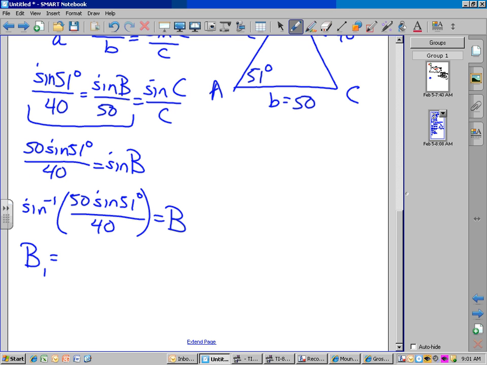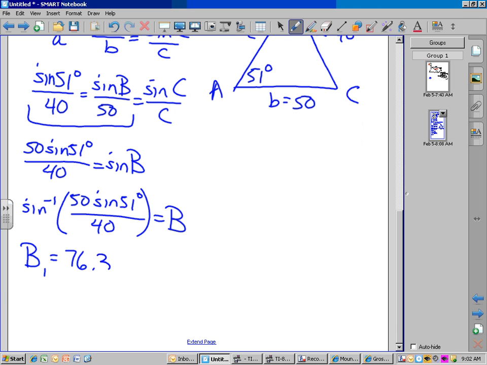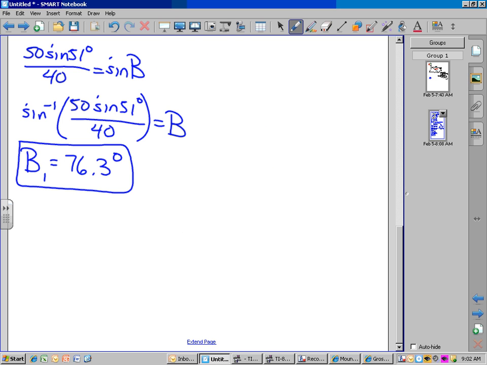Let's type that in. So, inverse sine of 50 sine 51 divided by 40. Looks like 76.3 degrees, right? That's B1.